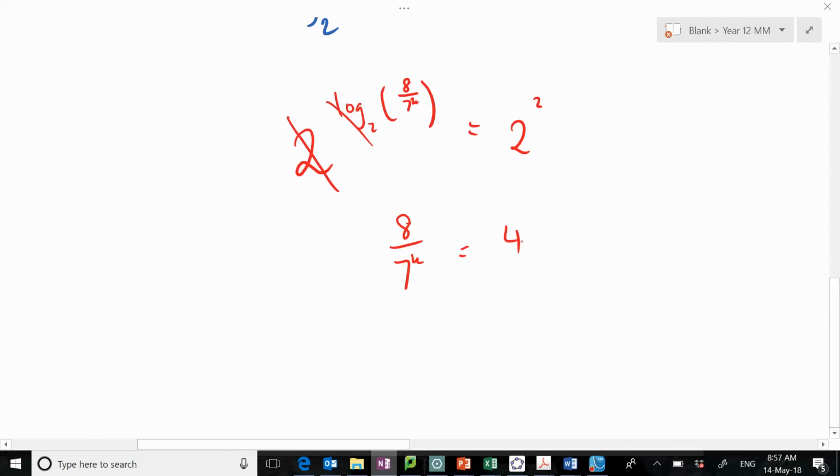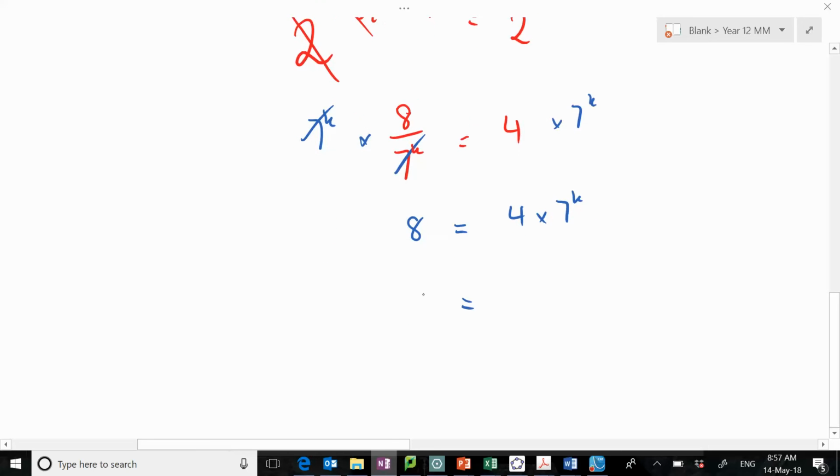Now you can cross multiply. Remember, fractions, you don't like fractions. So I'm going to times both sides by 7 to the power of k. That cancels out, and we've got 8 is equal to 4 times 7 to the power of k. Divide both sides by 4, so now I've got 7 to the power of k is equal to 2.